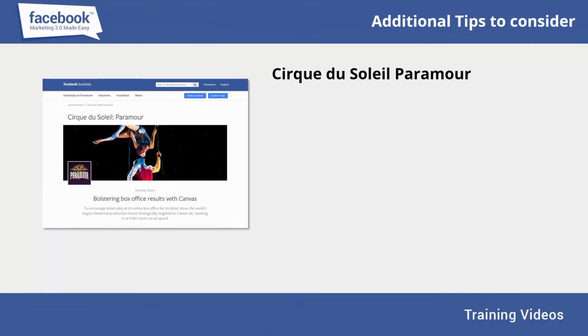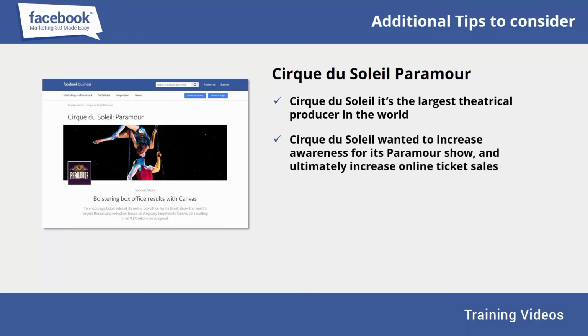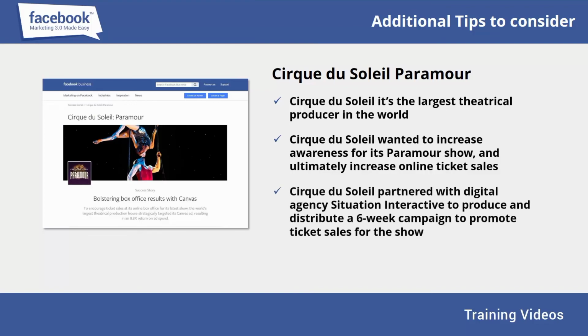Cirque du Soleil, Paramore. Cirque du Soleil is the largest theatrical producer in the world. Cirque du Soleil wanted to increase awareness for its Paramore show and ultimately increase online ticket sales. Cirque du Soleil partnered with digital agency Situation Interactive to produce and distribute a 6-week campaign to promote ticket sales for the show.